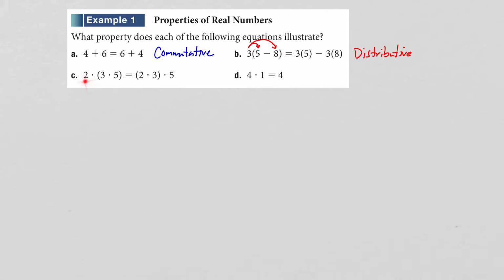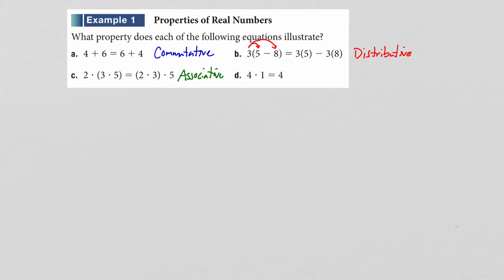Next, we have 2 times the quantity 3 times 5 is the same as 2 times 3 multiplied by 5. So notice that we have the same numbers, 2, 3, and 5, being multiplied in each one of these. But one time we are multiplying the 3 and 5 first, the other time we're multiplying the 2 and the 3 first. So basically, we're just regrouping. We're reordering which ones we're multiplying first. When you do that, this is the associative property. So the associative property has to do with changing the grouping.